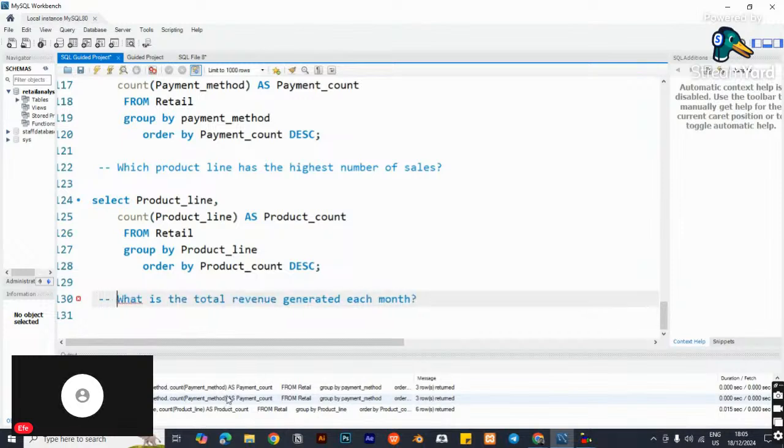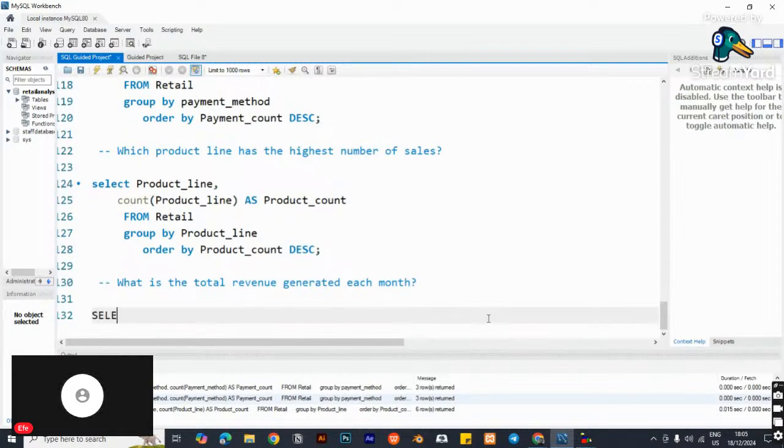So what is the total revenue generated each month? This is how we break it. Select. We have different months, so we want to see it. Of course, select your month.